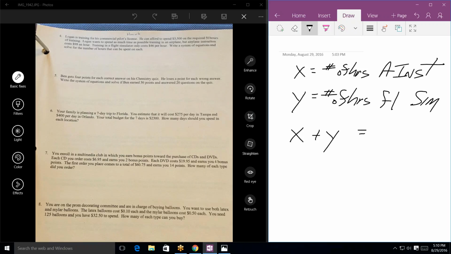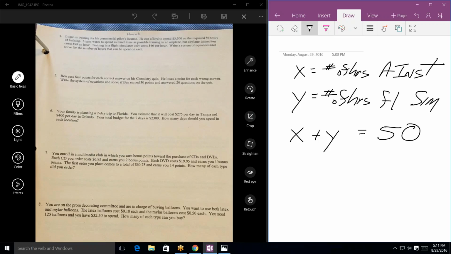Not 3,500. Is equal to... Notice what X is. X is the number of hours and Y is the number of hours, so equal to 50. So X plus Y has to be 50. He can spend 50 hours of training. Now, he can spend a total of 3,500.